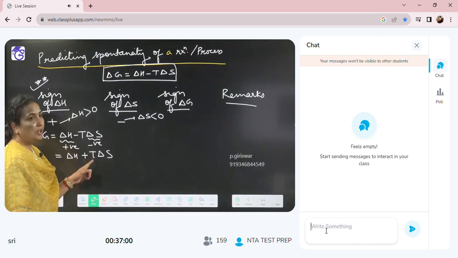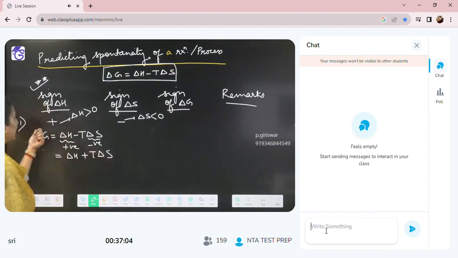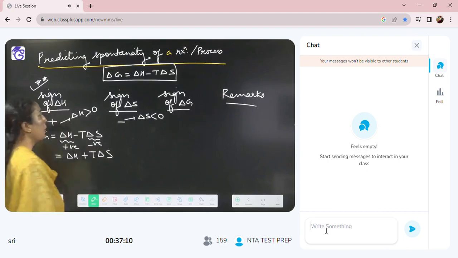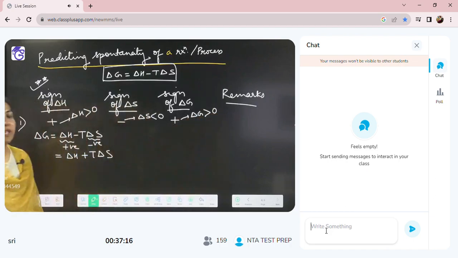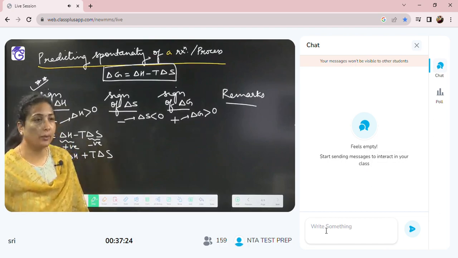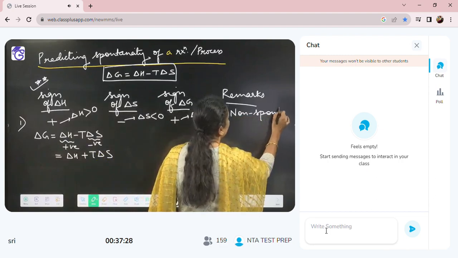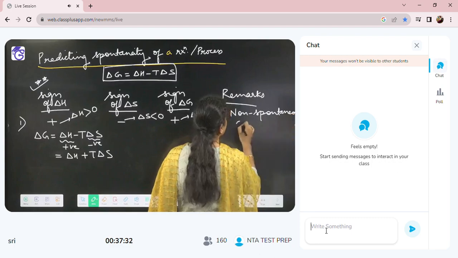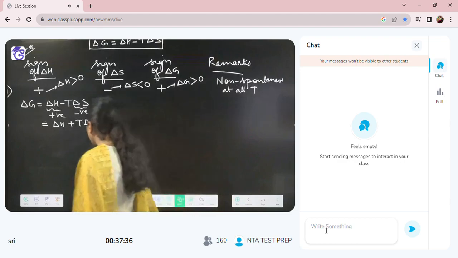Now, whatever temperature you take, what will be the sign of delta G here? Will it be positive? Positive sign means delta G is greater than 0. And if delta G is greater than 0, does it tell you it is non-spontaneous? So this is non-spontaneous at all temperatures. Good. Majority of you answered correctly. Very good. So you can write this down as non-spontaneous at all temperatures.